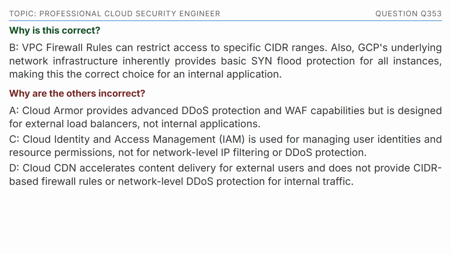Why are the others incorrect? A. Cloud Armor provides advanced DDoS protection and WAF capabilities but is designed for external load balancers, not internal applications. C. Cloud Identity and Access Management (IAM) is used for managing user identities and resource permissions, not for network-level IP filtering or DDoS protection. D. Cloud CDN accelerates content delivery for external users and does not provide CIDR-based firewall rules or network-level DDoS protection for internal traffic.